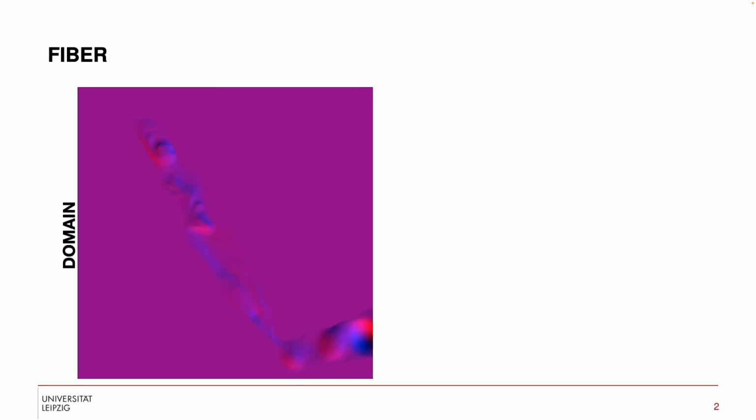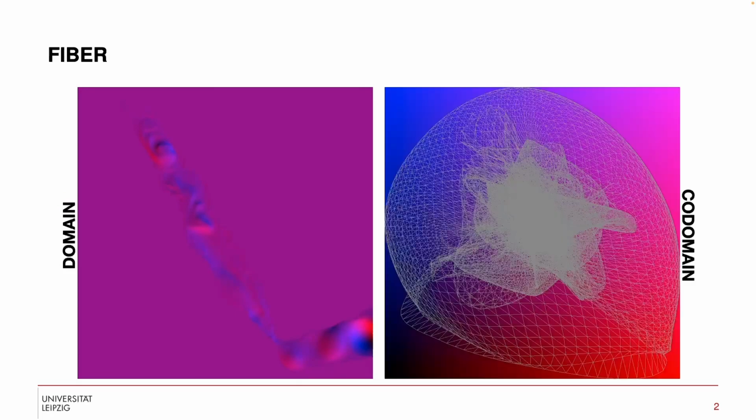Let's consider a fiber as a possibility to analyze this. For this, we have a 2D domain and a 2D codomain, where the two values of the vector field each have one dimension. A fiber itself is a mapping of a point from the codomain into the domain. If we extend this and use a control polygon instead of the point, then we call this a fiber line. But the fast extraction is not free.